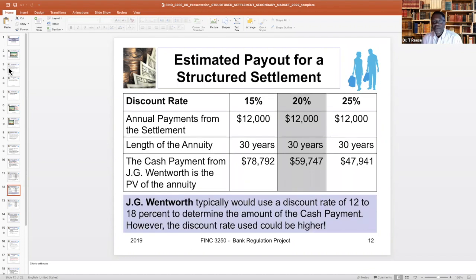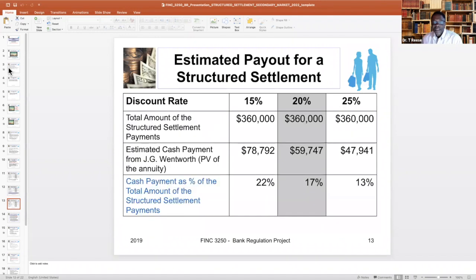If J.G. Wentworth typically is going to use a discount rate between 12 and 18%, the table gives a representative example. The table on slide 12 provides a representative example of what the payout would be using those various discount rates. Slide 13 identifies what the cash payout would be as a percentage of the total amount of money that the individual would have been entitled to receive if they had not sold the annuity, if they had held on to the annuity.